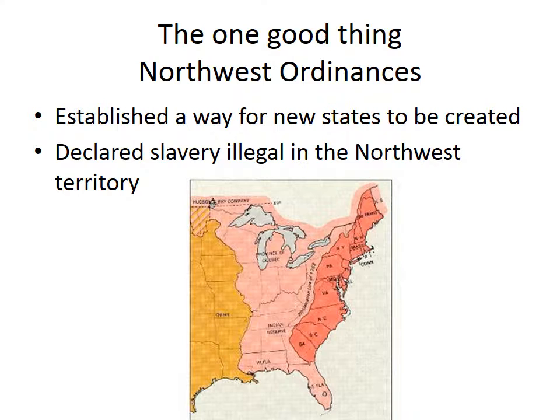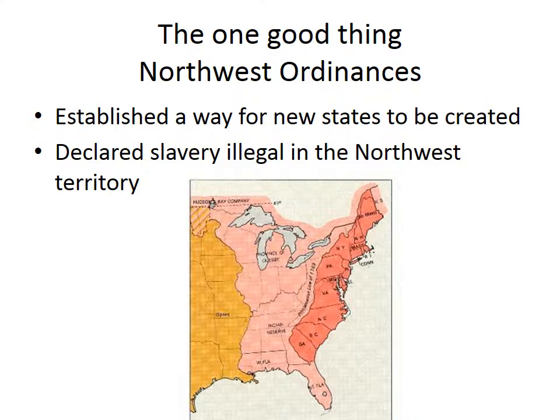You do want to remember the one good thing that did come out of the Articles of the Confederation. You need to know about the Northwest Ordinance. The Northwest Ordinance basically established a way for new states to be created. Because remember, we're just a baby. We've only got these 13 colonies, and we're going to want to expand. And we have to know how that's going to happen. And it set the precedent of allowing states to come in on equal footing.